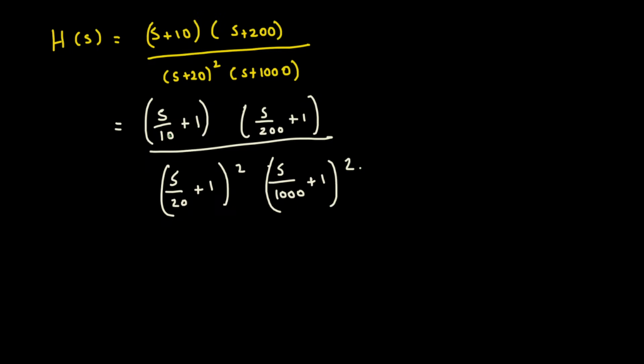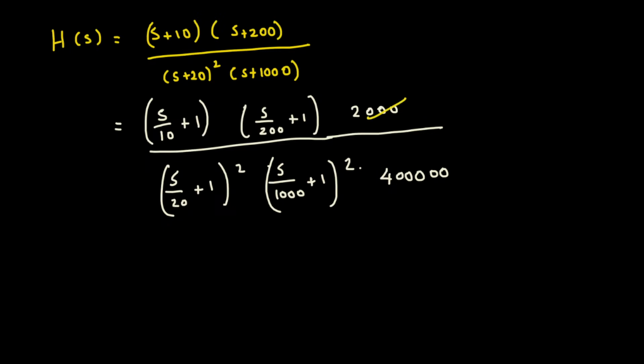Now if we are dividing, we have to multiply as well. So we look at the denominators. We have 10 and 200, so 10 times 200 is 2000. You multiply the numerator by 2000 here. In the denominator, we have 20 and 1000, but the 20 is squared, which means 20 squared, which is 400. So 400 times 1000 is 400,000. So now we can simplify this one.